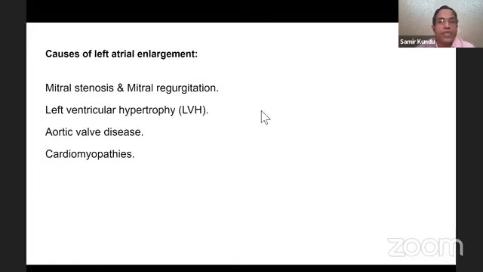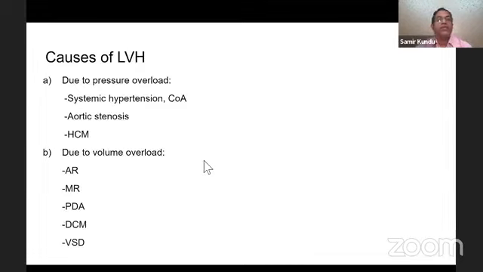Some causes of left atrial enlargement: mitral stenosis and regurgitation, left ventricular hypertrophy, aortic valve disease, cardiomyopathies. Causes of left ventricular hypertrophy may be due to pressure overload or volume overload. In case of pressure overload: systemic hypertension, coarctation of the aorta, aortic stenosis and hypertrophic cardiomyopathy. Due to volume overload: aortic regurgitation, mitral regurgitation, patent ductus arteriosus, dilated cardiomyopathy and VSD.